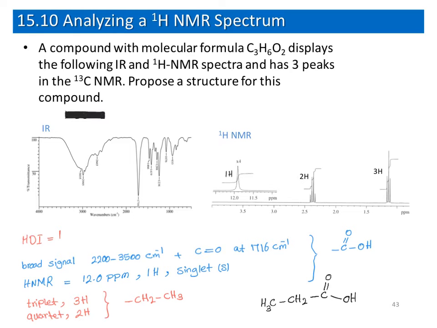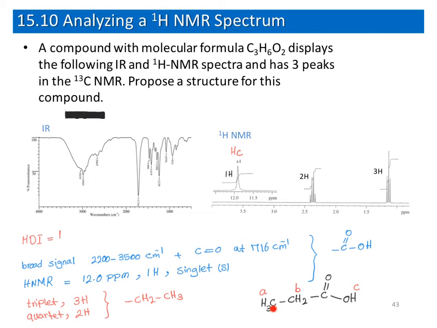Now, let's label all the hydrogens. So these are hydrogen A, hydrogen B's, and hydrogen C. Now we can also classify our proton peaks, and you might be asked to do so in the exam. So all the protons are labeled. Let's start with proton C. We already talked about it. This is the carboxylic acid proton, and it appears at around 12 ppm with integration of 1 hydrogen. So this is hydrogen C.